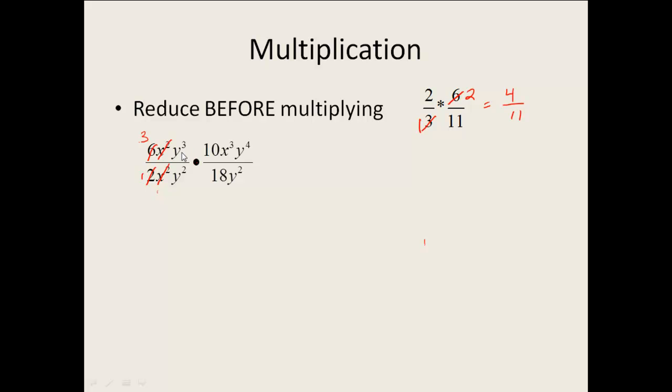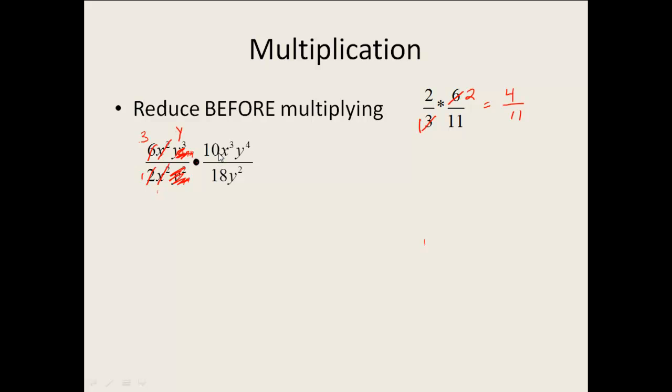Y to the third means I have 3 of the y's up here. Y to the second means I have 2 y's. So I can cancel out 2 of those with these 2. And I'd be left with a y yet. Or you could use your rules of exponents. Since it's a division problem, I subtract my exponents, and 3 minus 2 gives me a 1. So far on my first fraction here, I'm left with 3y over 1.